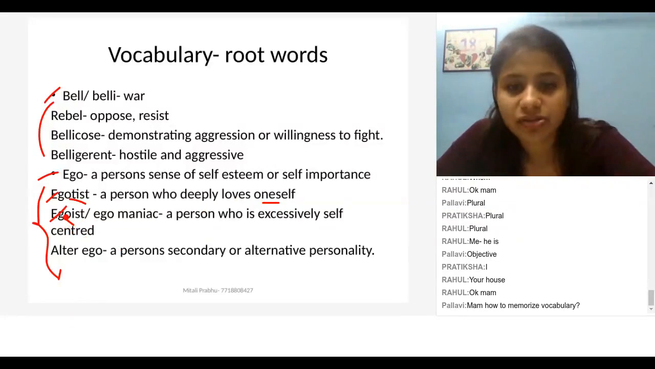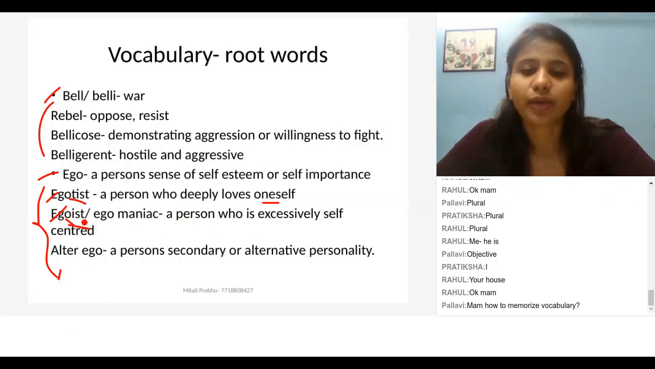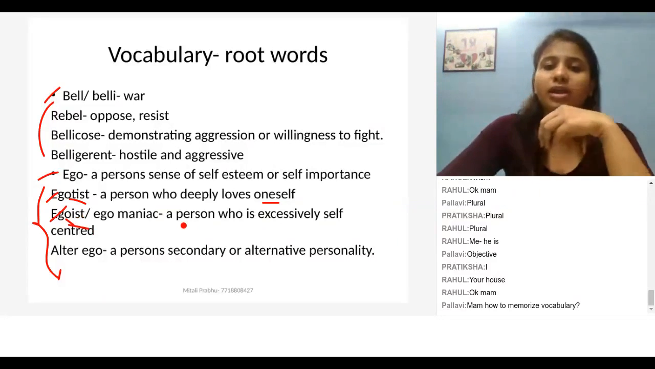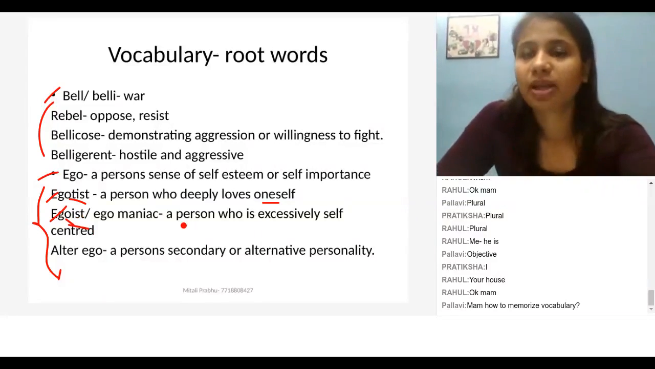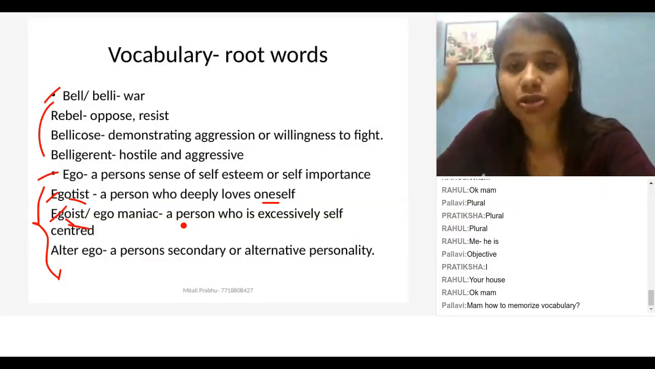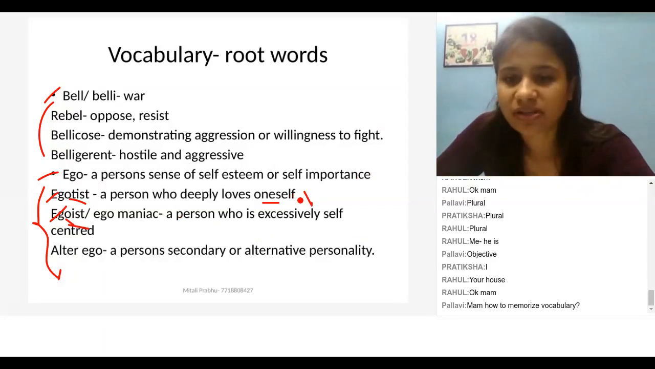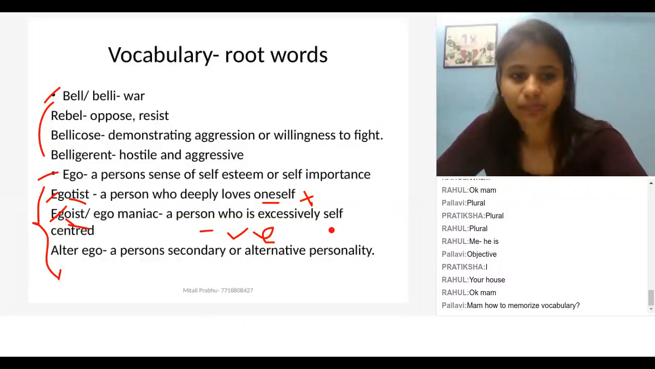Okay, I'll tell you all. Wait, first you listen to this. Egoist is a person who is negative. Egoist can be a person who is too much in love of oneself, or a narcissist. It is very, very negative how the person loves oneself. Egotist, it is a good thing to love yourself. So egotist has a positive connotation, egoist has a negative connotation.